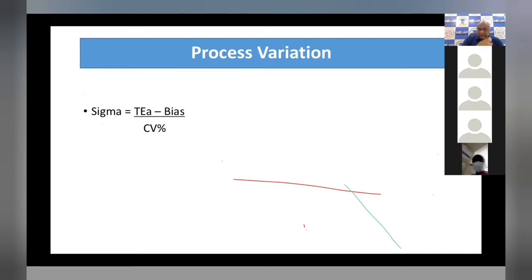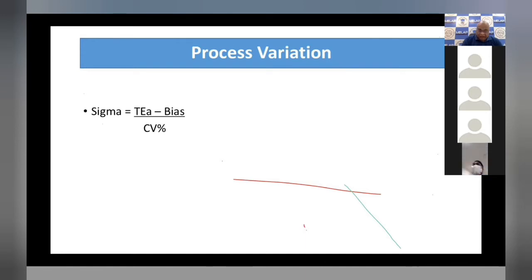Now, if suppose 6 sigma is low, what are the possibilities? Either TEa, total error allowable, is a constant we are getting from the literature. Either the bias is high, then this difference is less, or the CV is high. This is a denominator, so if this is high, you will get a low value when you are calculating. So low 6 sigma means either high bias, which is decreasing the difference, or high CV, which is decreasing this fraction.